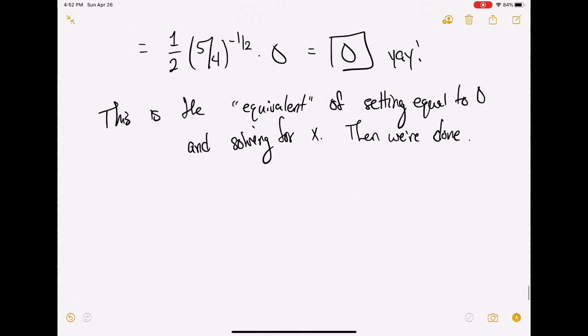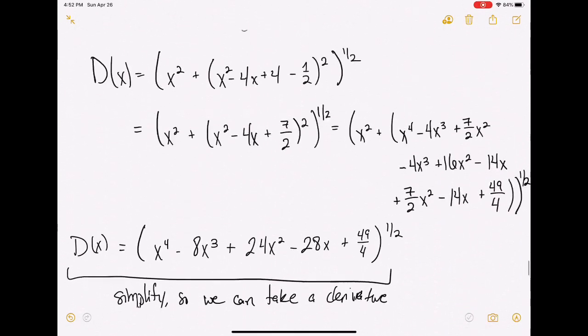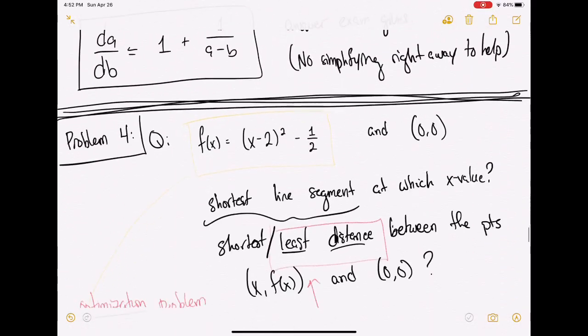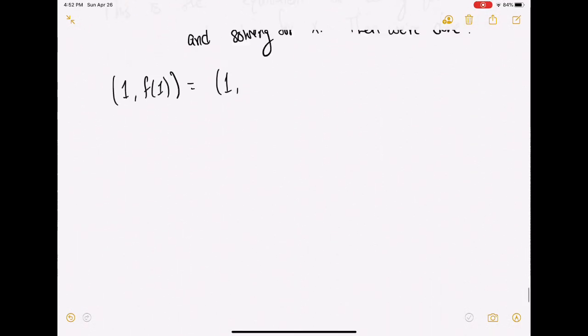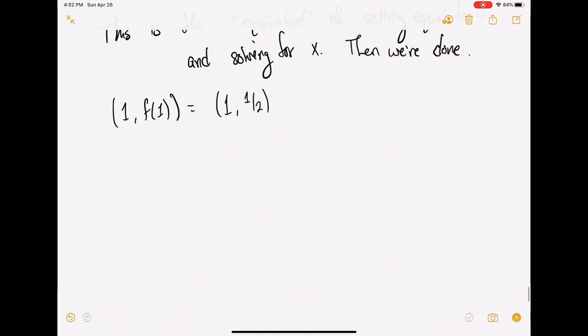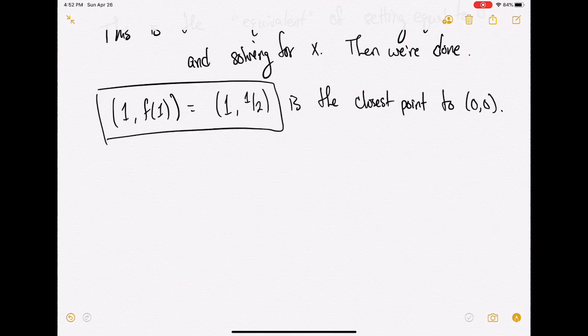Technically we just say that 1 comma f of 1, which is 1 comma. You'll remember what f was. It was x minus 2 squared, so negative 1 squared is 1 minus 1/2, 1 comma 1/2 is the closest point to 0, to the origin. Also what the exam gives, right?